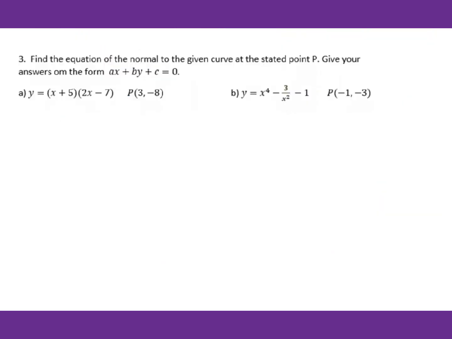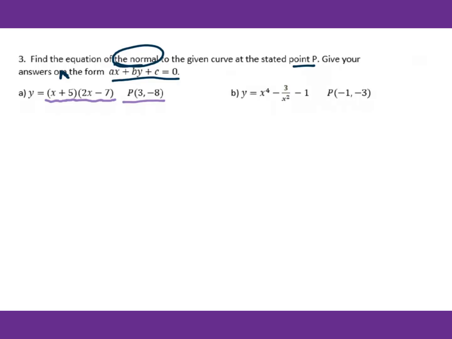Let's go to 3. Find the equation of the normal to the given curve at the stated point P. Give your answers in the form ax plus by plus c equal to 0. Let's go to A. You get y equals x plus 5 times 2x minus 7, P given 3, negative 8.